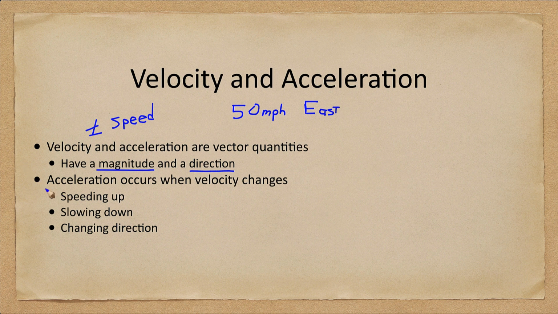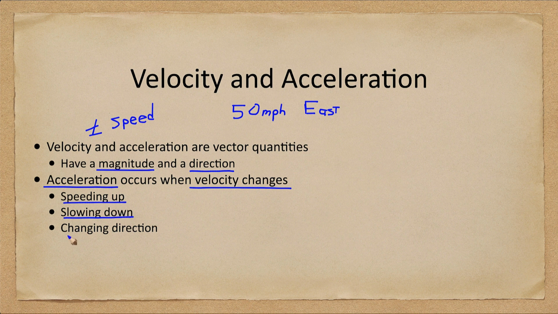Now, we also look at acceleration. In everyday language, we understand acceleration as speeding up, going faster. That is when you are accelerating. However, in reality, an acceleration occurs whenever a velocity changes. So that can be speeding up. It can also be slowing down. We often call that a deceleration, but in physics terminology, it is an acceleration. It is just not an increase in velocity. It is a decrease in velocity.